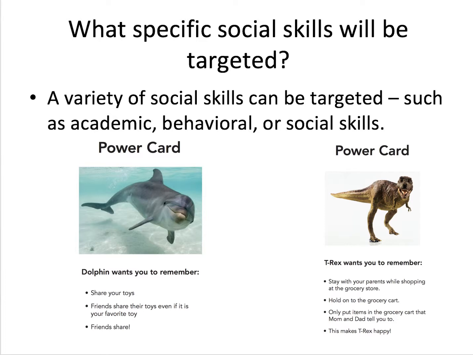So for example, on the first power card you see here, this is for a student who really is into dolphins, and so the dolphin is their reminder that this is all about sharing and playing with friends. The dolphin wants you to remember to share your toys. Friends share toys, even if it's your favorite toy, friends share. So you make that connection to something that the student really likes and is interested in, and then connect it to that social skill or behavioral skill that you want to work on.